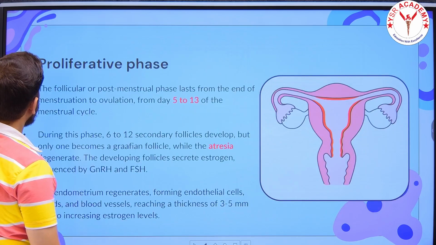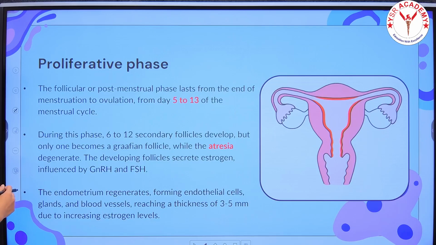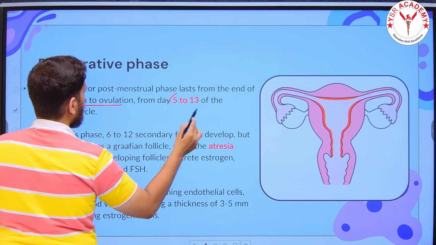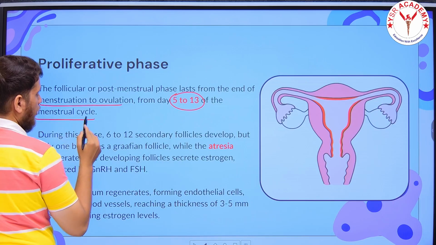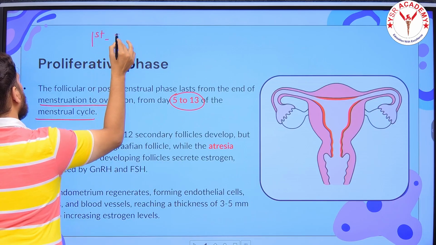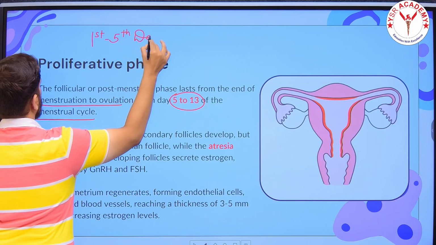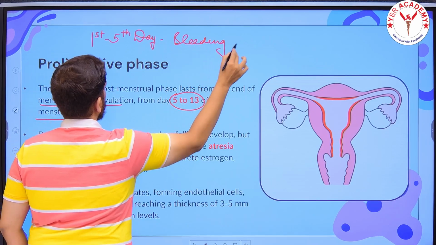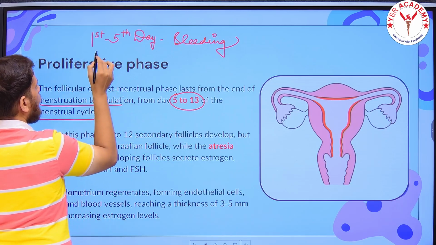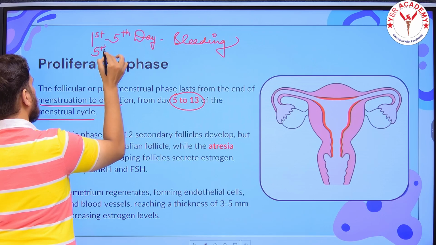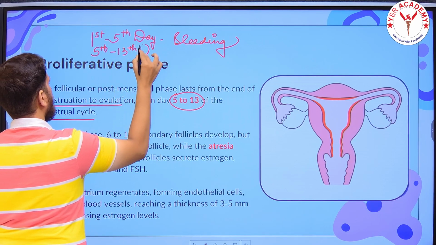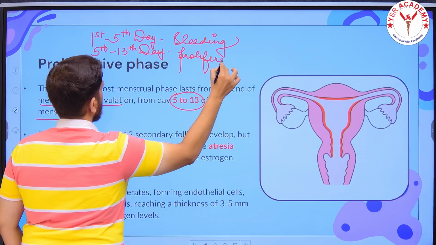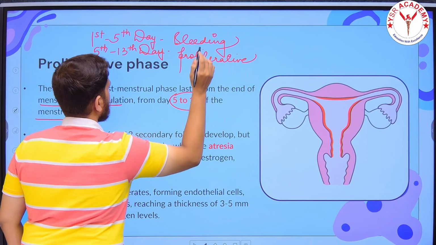Now we have the proliferative phase, which is the follicular or post-menstrual phase. It lasts from the end of menstruation to ovulation, from the 5th to the 13th day of the menstrual cycle. The first day to the 5th day is the bleeding phase. Then the 5th to 13th day is the proliferative phase.